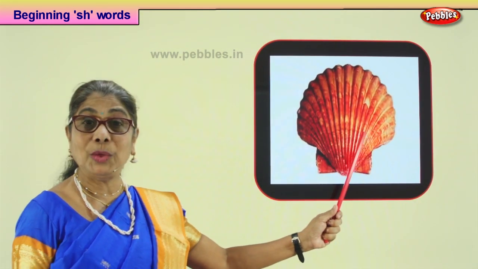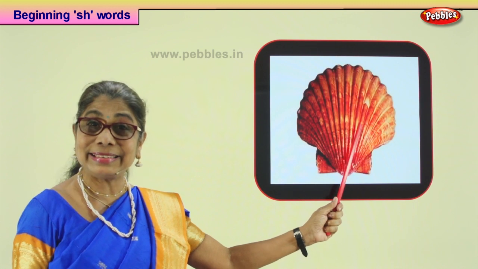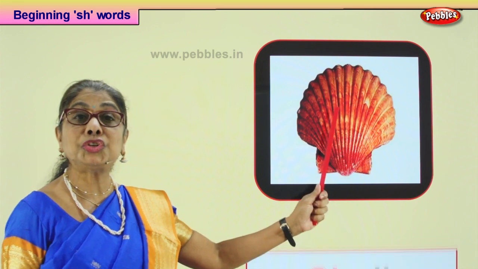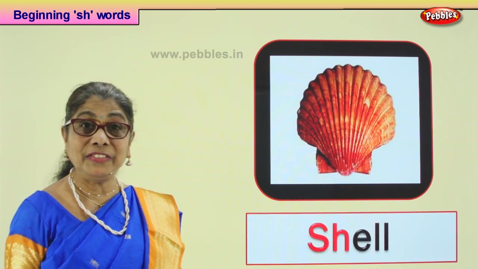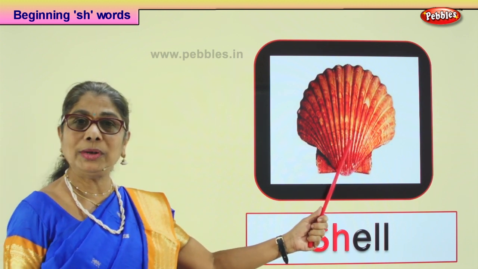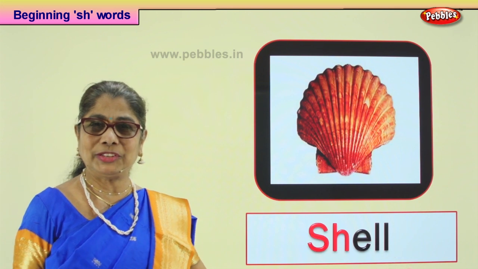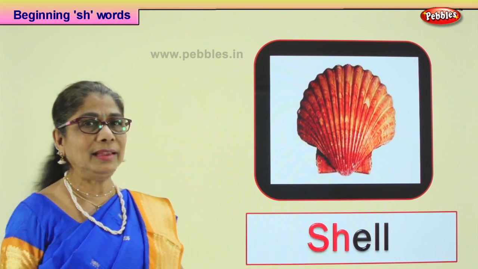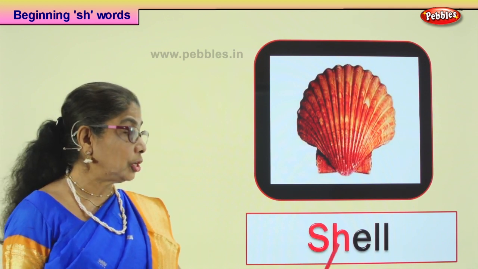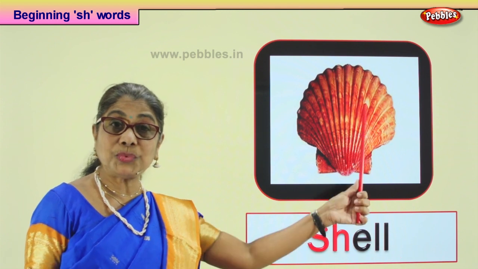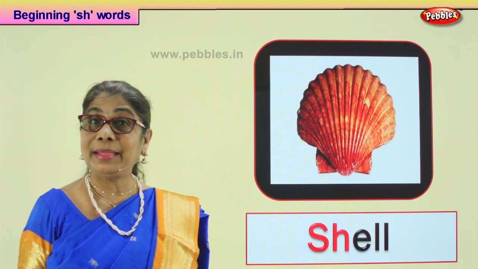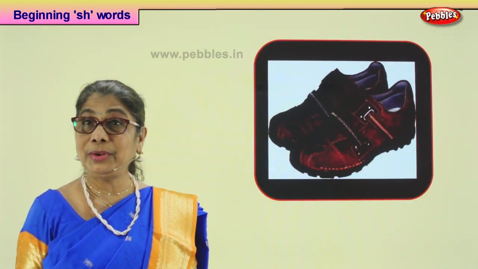And what do we have here? Where do you find this? Yes, you find it when you go to the beach. Shell. There are different shapes in shells. And who lives inside the shell? Small, tiny creatures. Sea animals live inside the shell. When they die, the shell, you find it at the seashore and you pick it up. Shell. What is this? Shell. Good. Let's take another picture.